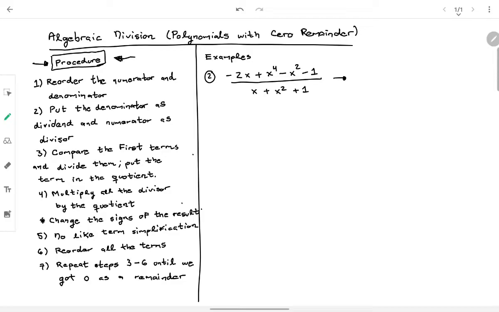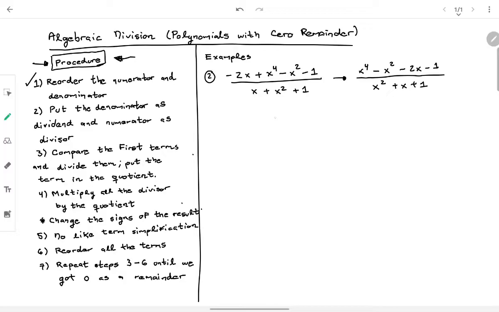So the second exercise is something like this. It's very similar. We will need to follow the 7 steps to answer it. So let's see. First, we need to reorder the numerator and denominator. So in the top part, it's going to be x to the 4th minus x squared minus 2x minus 1. On the bottom part, it's going to be x squared plus x plus 1.